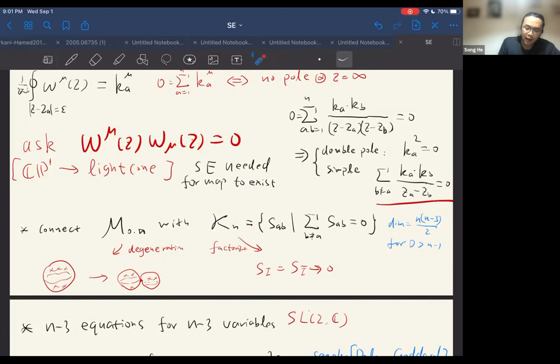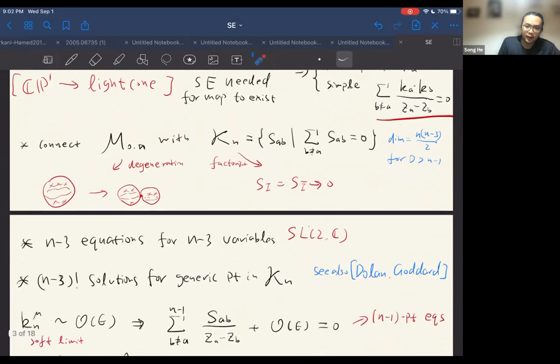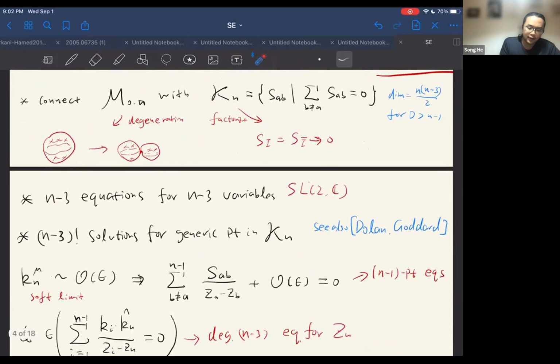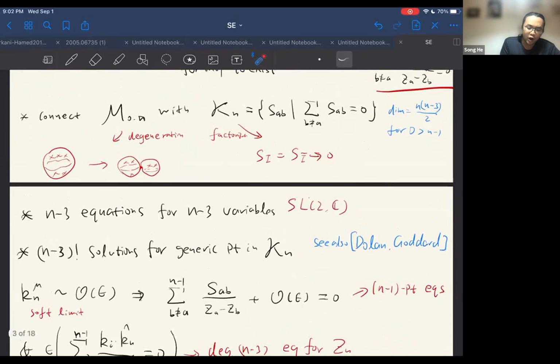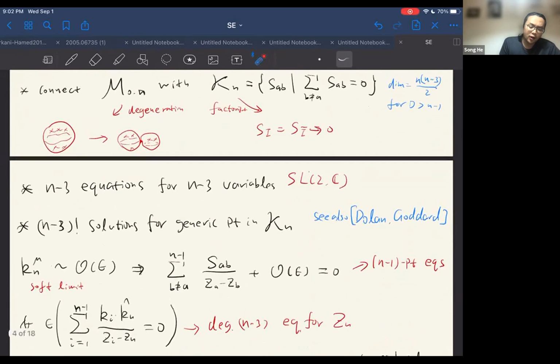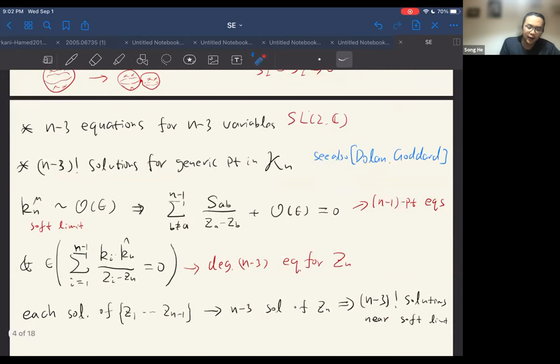Okay. And also a quick comment is that here you don't really have n equations for n variables, but rather just n-3 equations for n-3 variables because there's an SL(2,C). And also there are (n-3)! solutions if your kinematics is generic. So basically this can be nicely seen by a soft limit argument.